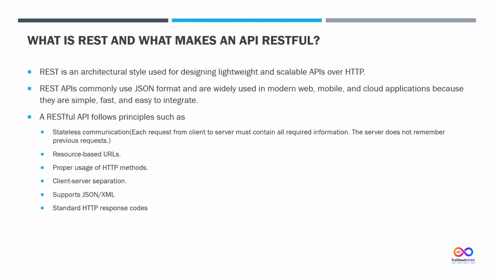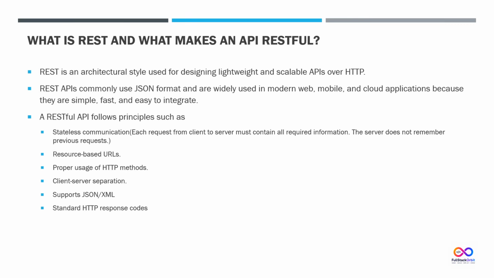The third principle is proper usage of HTTP methods. REST APIs use standard HTTP verbs for different operations. For example, GET to retrieve data, POST to create data, PUT to update data, DELETE to remove data. This makes APIs easy to understand and standardizable.